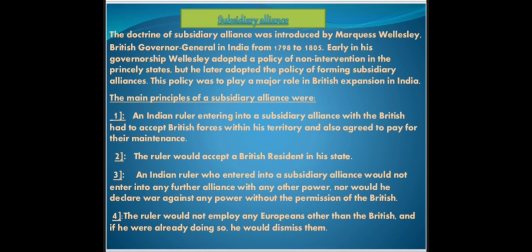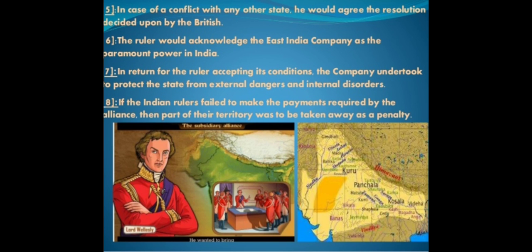The ruler would not employ any European other than the British, and if he were already doing so, he would dismiss them. In case of conflict with any other state, he would agree to the resolution decided upon by the British. The ruler would acknowledge the East India Company as the paramount power in India. In return, the Company undertook to protect the state from external dangers and internal disorders. If the Indian rulers failed to make the payment required by the alliance, then part of their territory would be taken away as a penalty.